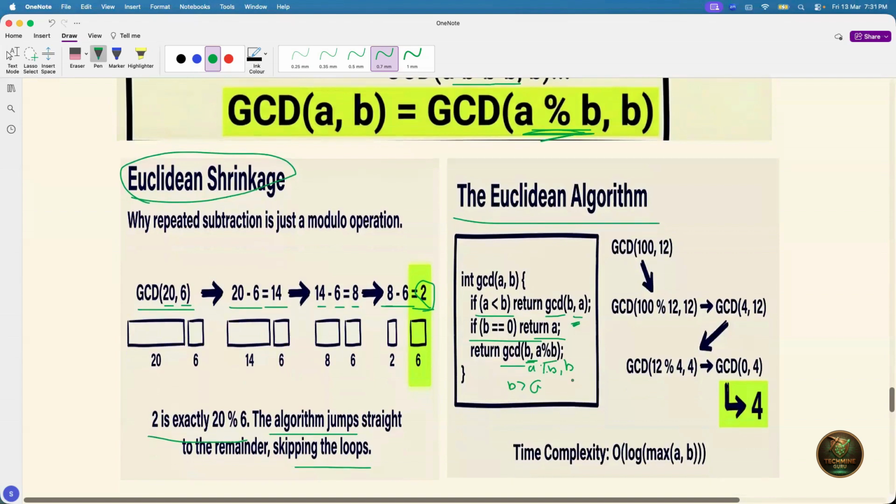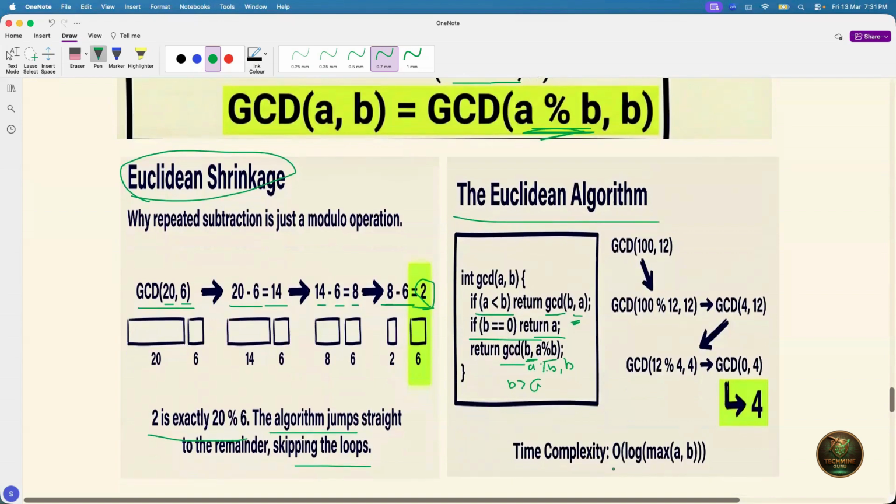So what is the time complexity? The time complexity of this will be O of log of max of A comma B. So if you have to calculate the GCD of 100 and 12, what is the max of these two? It will be 100, so it will be O of log of 100. We will not go deep into how we have calculated the time complexity. This is something which you can remember, and it is beyond the scope of this video as well.